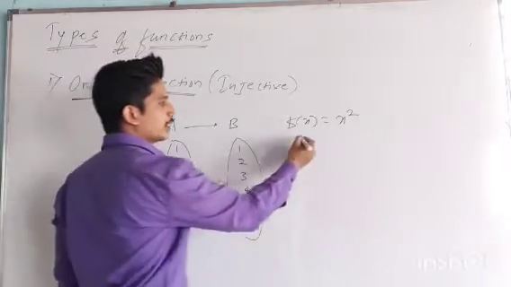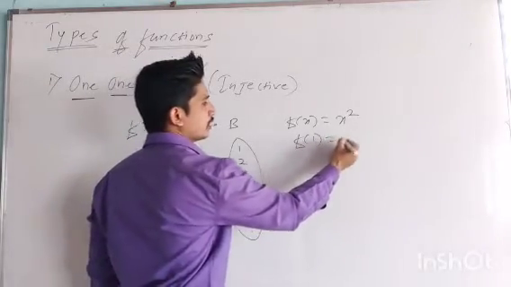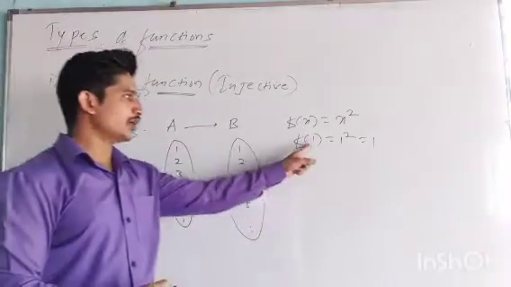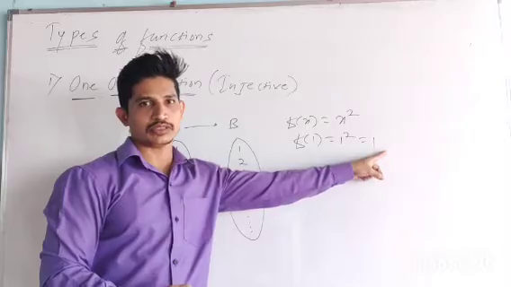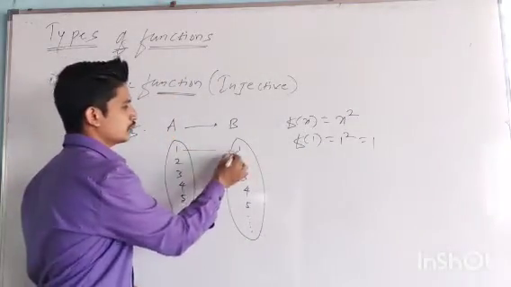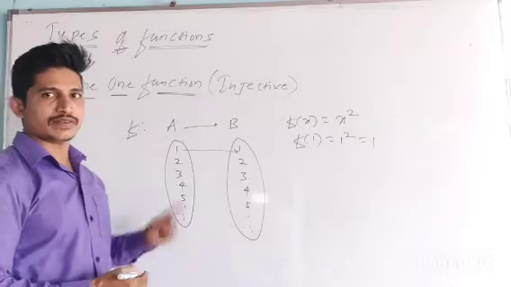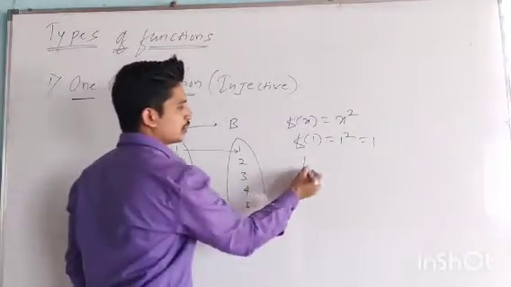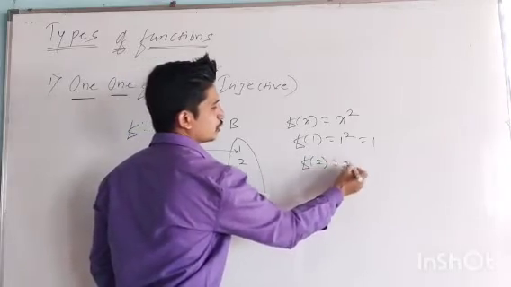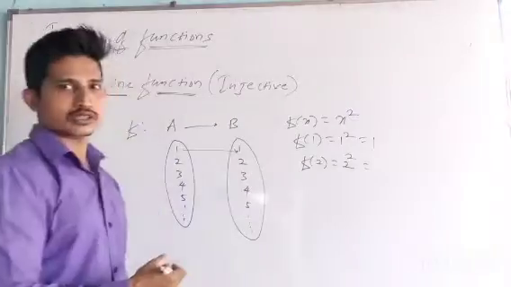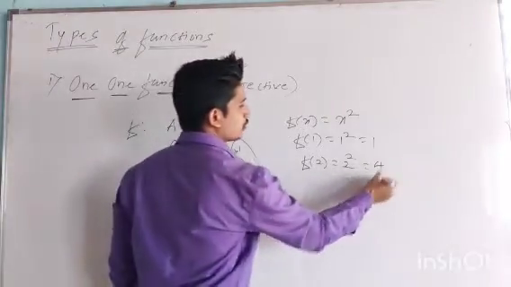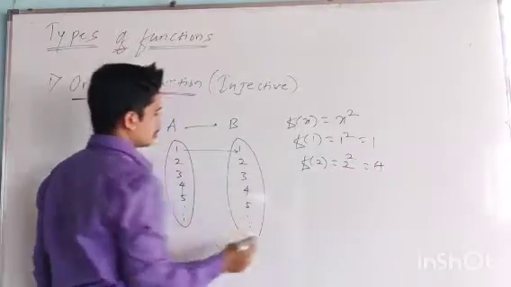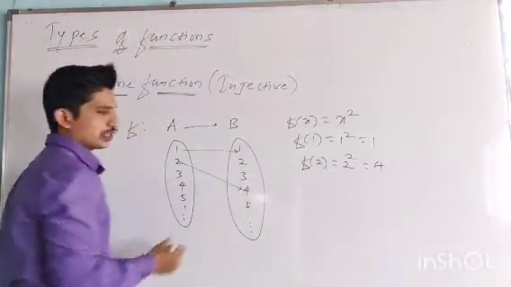Suppose I want to write f of 1, then it is 1 square, which is 1. It means 1 is paired to the element 1. Different elements of A should have different pairs in B. Now f of 2 is 2 square, which is 4. So 2 is paired with the element 4.